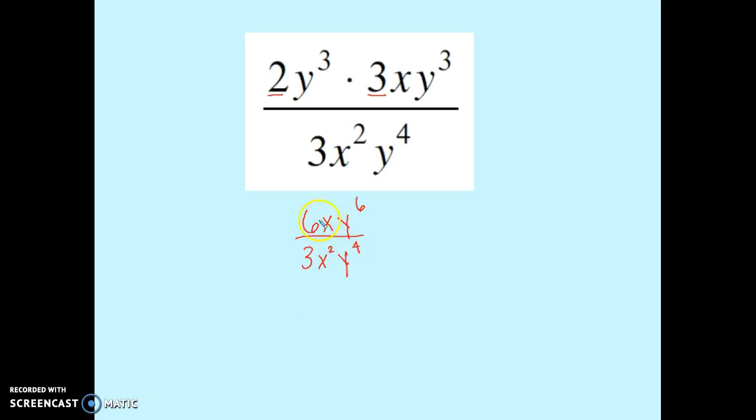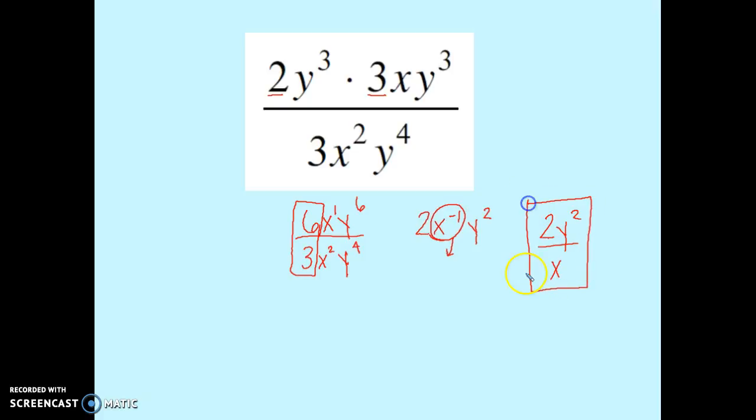Right? I'm going to look at my coefficients again. I have 6 over 3. 6 divided by 3 is 2. Then I subtract. This is a 1. So x to the first over x squared, 1 minus 2 is negative 1. And then 6 minus 4 is 2. Again, no negative exponents. The only one that needs to move is the x. So I end up with 2y squared over x to the first power, and you don't have to write the 1. So it's just 2y squared over x.